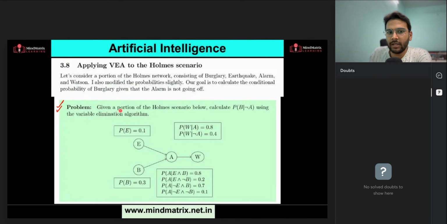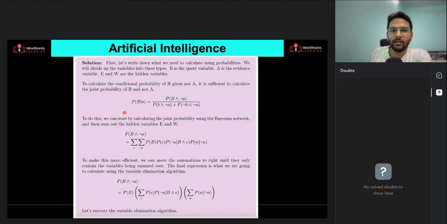So what is the problem statement? Given a portion of the Holmes scenario below, we have to calculate this. Calculate probability of B given not A using the variable elimination algorithm. What is the meaning of this? You have to find the probability of burglary given that the alarm has not set off, or alarm is not going off. Probability of burglary given that alarm is not going off. Okay, and this is the Bayesian network given to you. Fine. So this is simple.